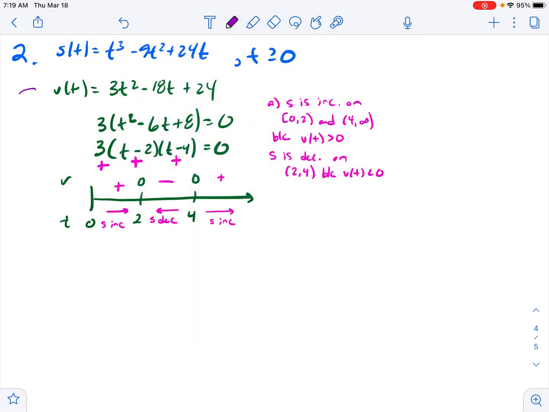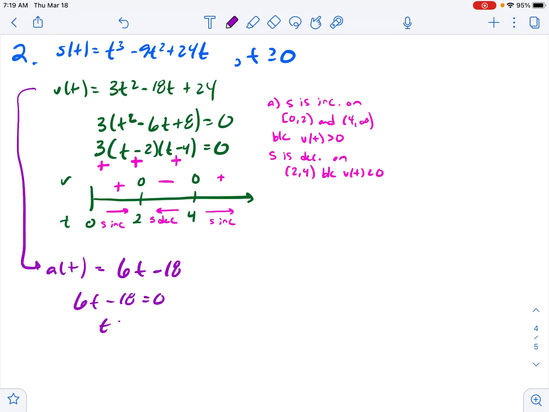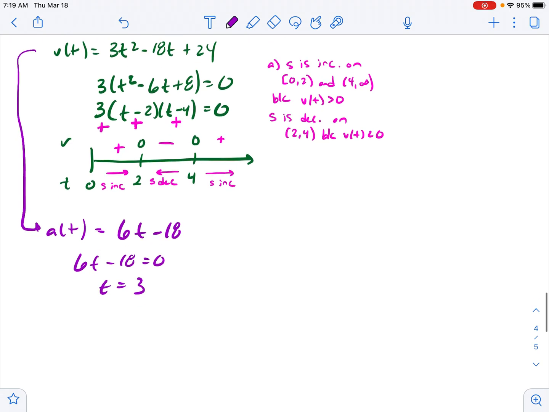And let's change the color up. Okay, taking the derivative of velocity, 6t minus 18. Setting that equal to 0, we get t equals 3. Same idea, test the sign of this around 3.